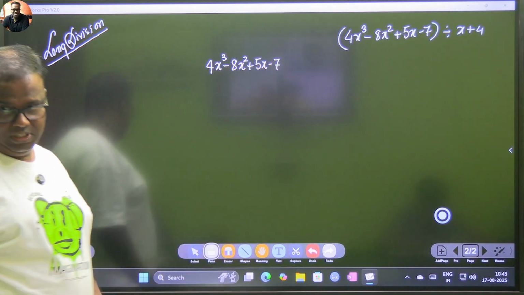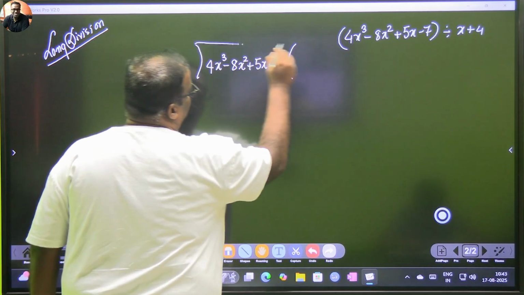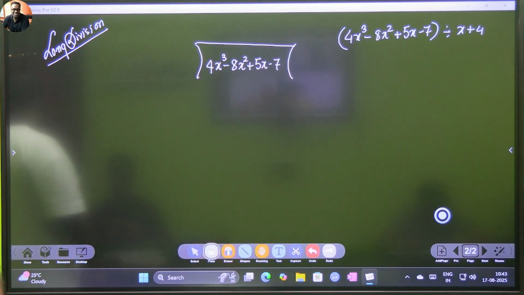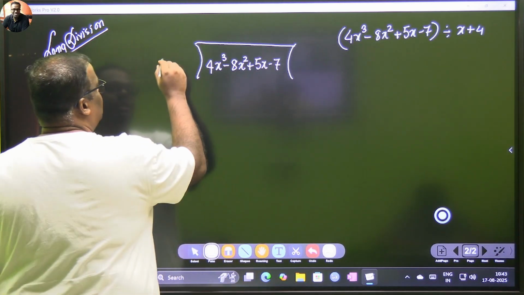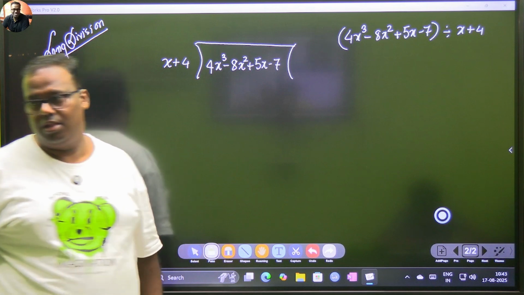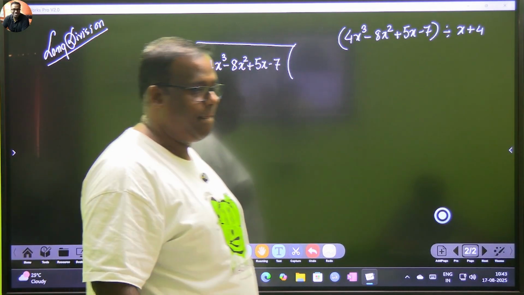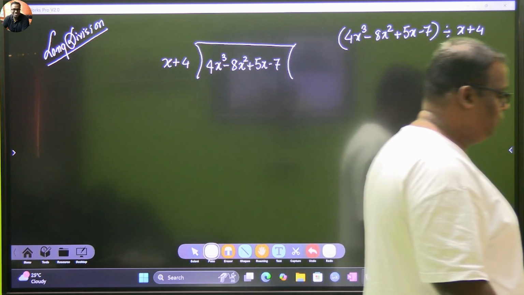Done. After that, you have to make the division bracket like this. Agreed? Then you have to write what? x plus 4. You understood? Write this much, then we'll go ahead. x plus 4.